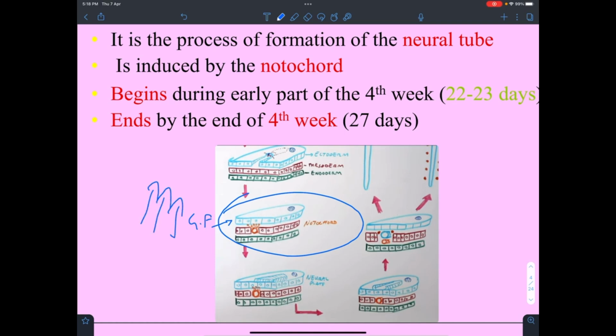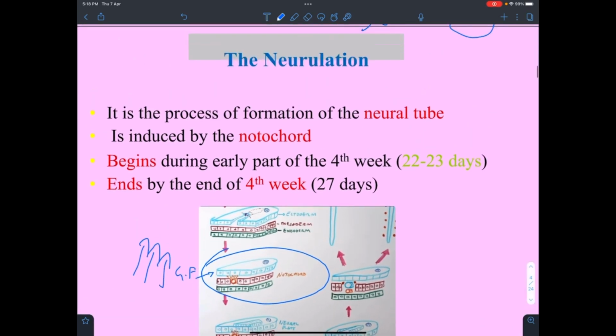What these growth factors do to the ectodermal cells is cause them to proliferate. When does that happen? When the notochord is formed. So all in all, neurulation, which is going to be started by the notochord, is going to begin during which week? The 4th week. And when does it end? By the same week, by the end of the 4th week.